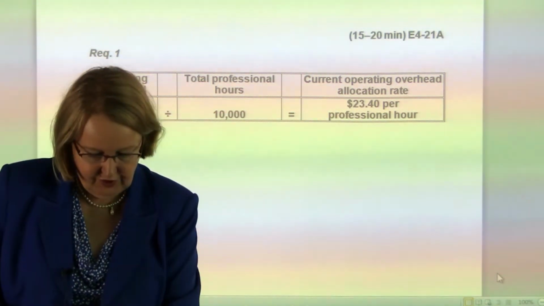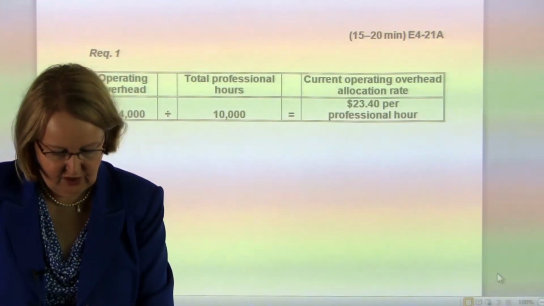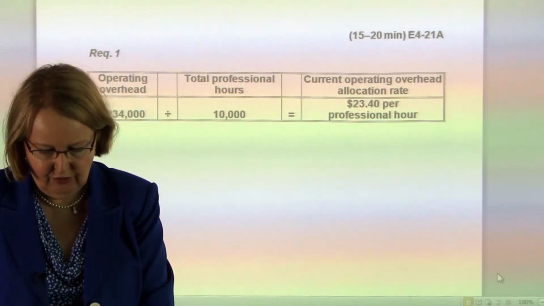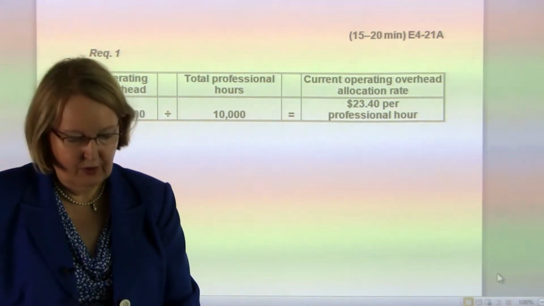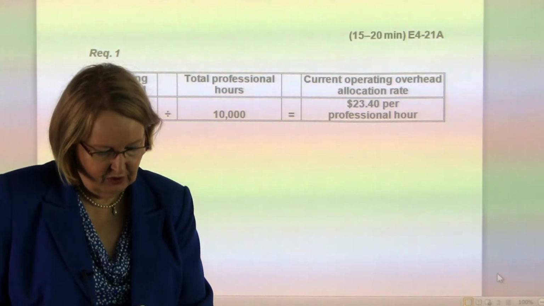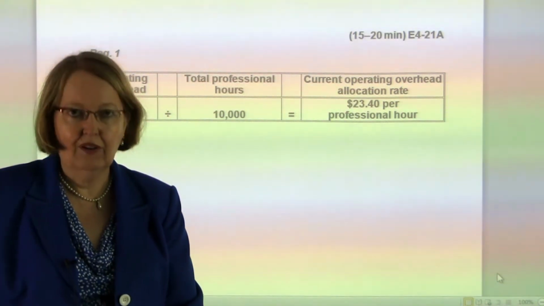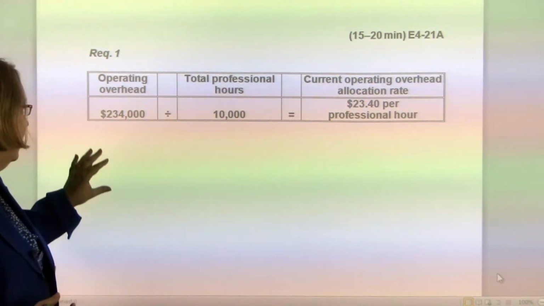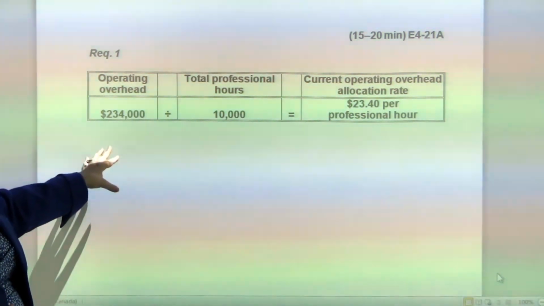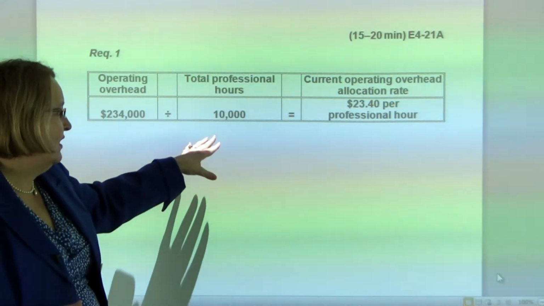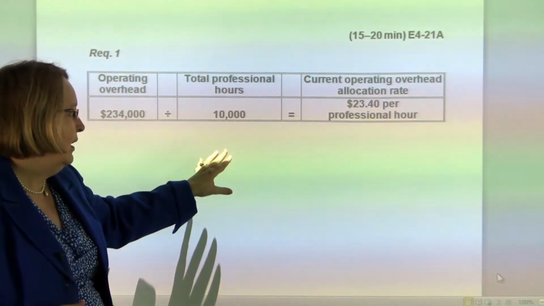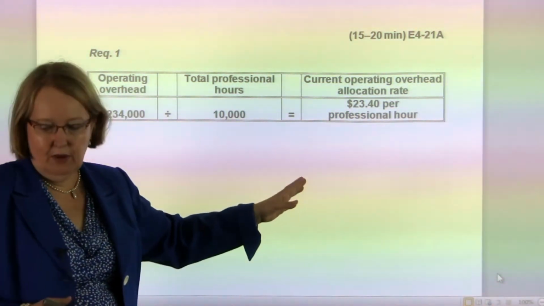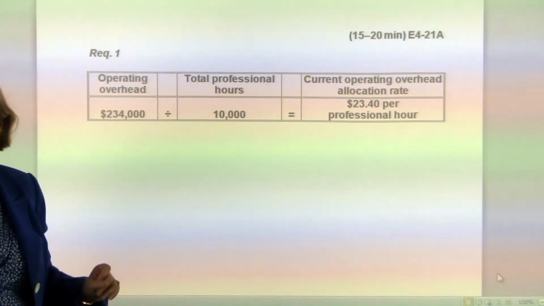So the first requirement for this, E4-21 on page 231, and it continues to 232. So the first thing we're doing is looking at how they're currently calculating their allocation rate. Currently, they're taking all of their overhead, which is $234, divided by the total of 10,000 hours that they expect to incur. So that's giving a rate of $23.44 per professional hour.